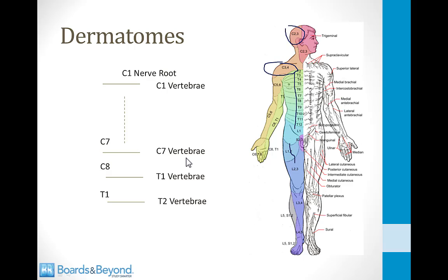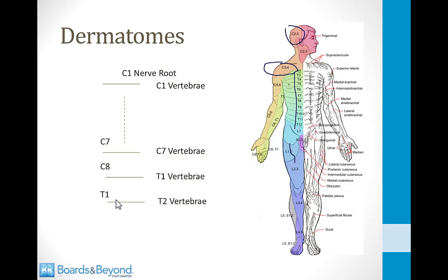C7 comes out above the C7 vertebrae, and then there is an eighth cervical nerve called C8, which comes out below C7. After that, we have the T1 vertebrae, and then the T1 nerve root comes out below T1. And from that point on, all the nerve roots come out below the corresponding vertebrae.